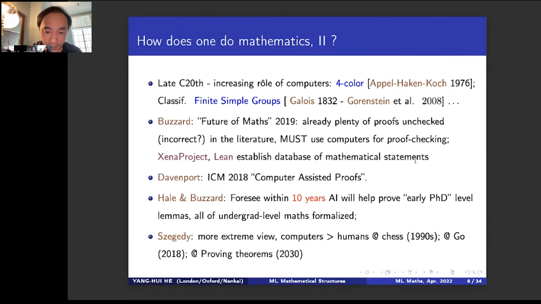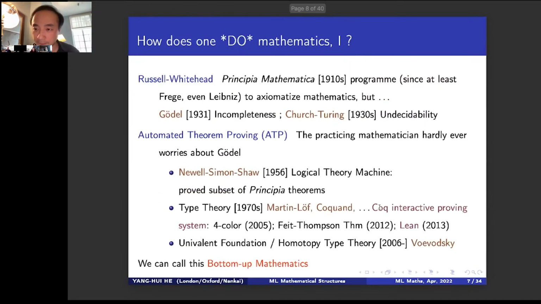There are people at Google DeepMind who think that computers beat humans in chess in the 1990s, in Go in 2018, and by extrapolation, should beat humans in proving theorems by 2030. So we will see this within our lifetime. Within the next decade, we should see every theorem at the undergraduate level being proven automatically, and then hopefully it'll start generating new theorems. So this is one direction, which I want to call bottom-up mathematics.